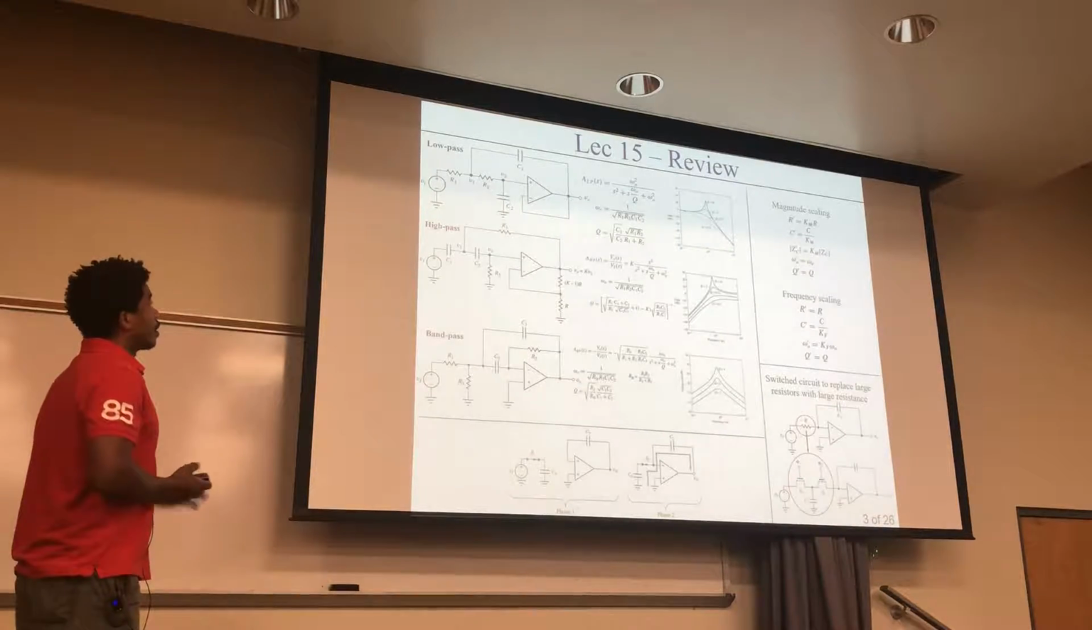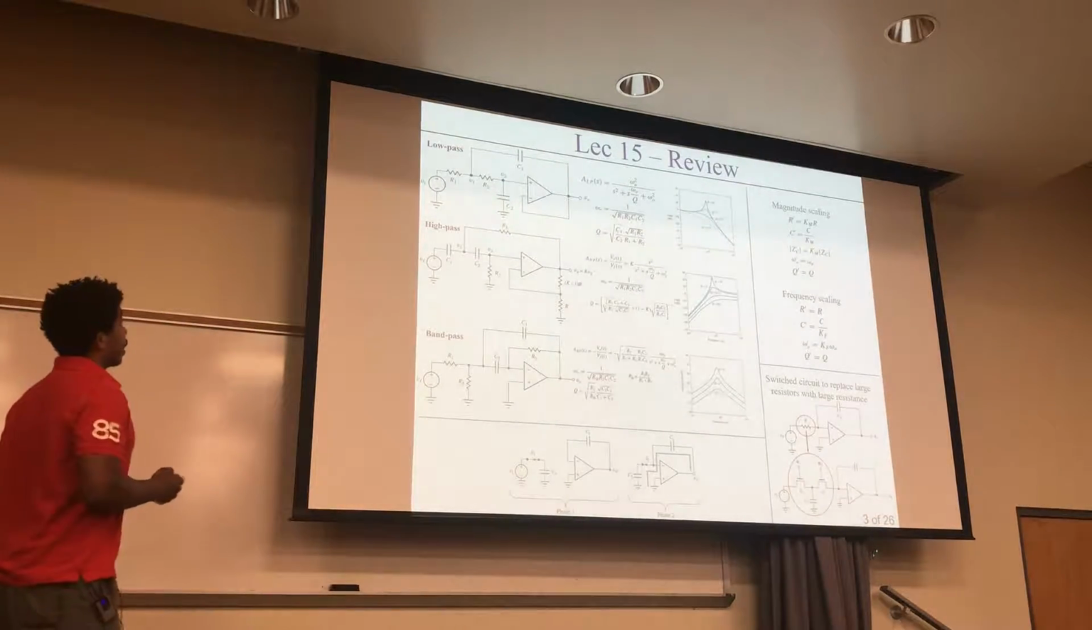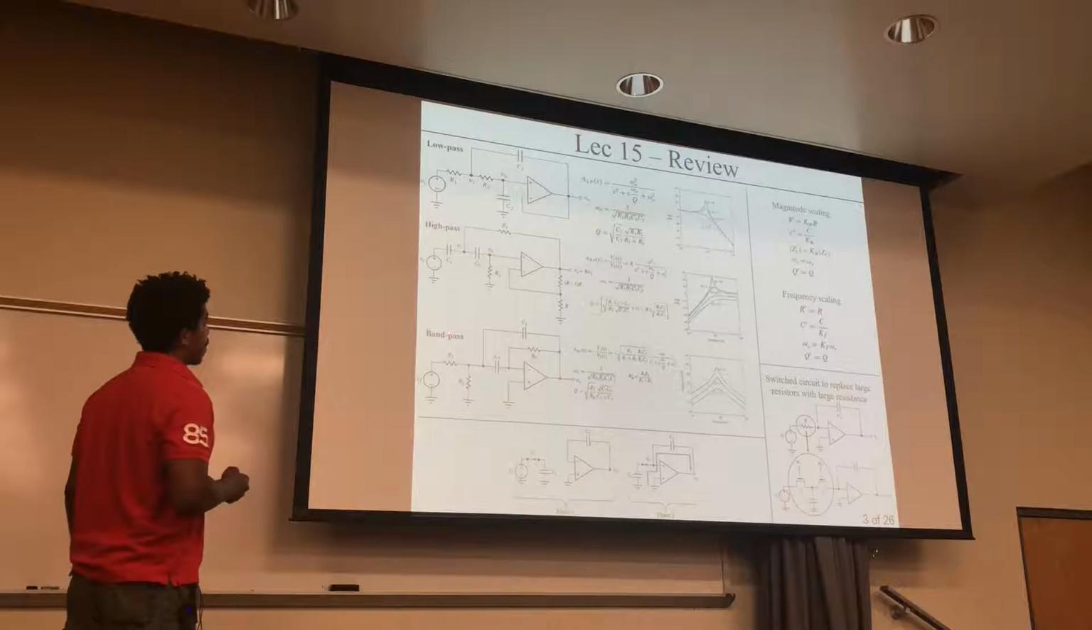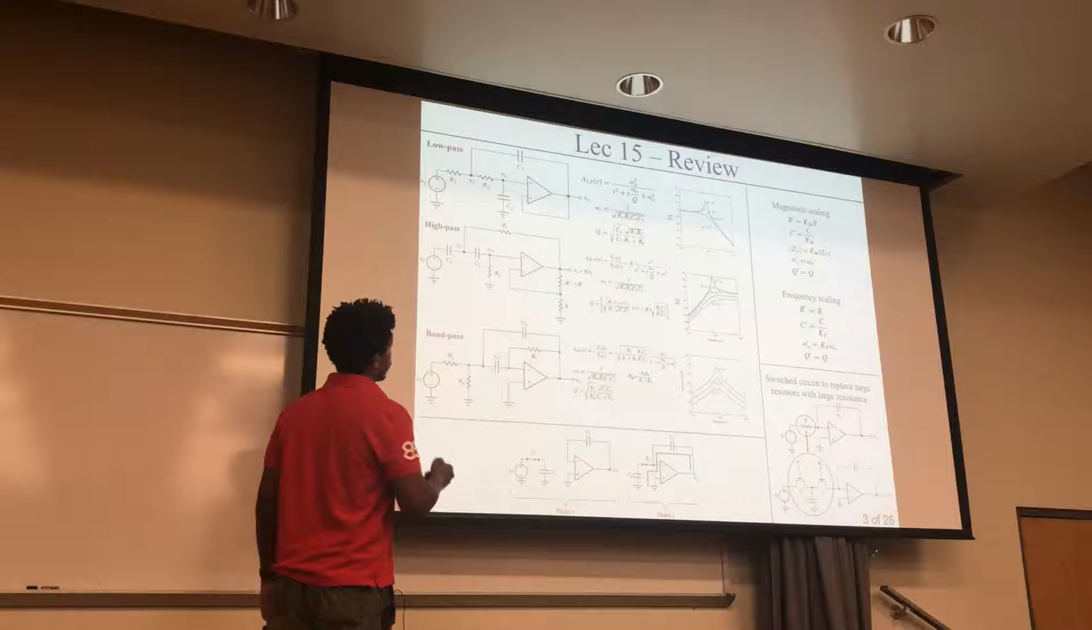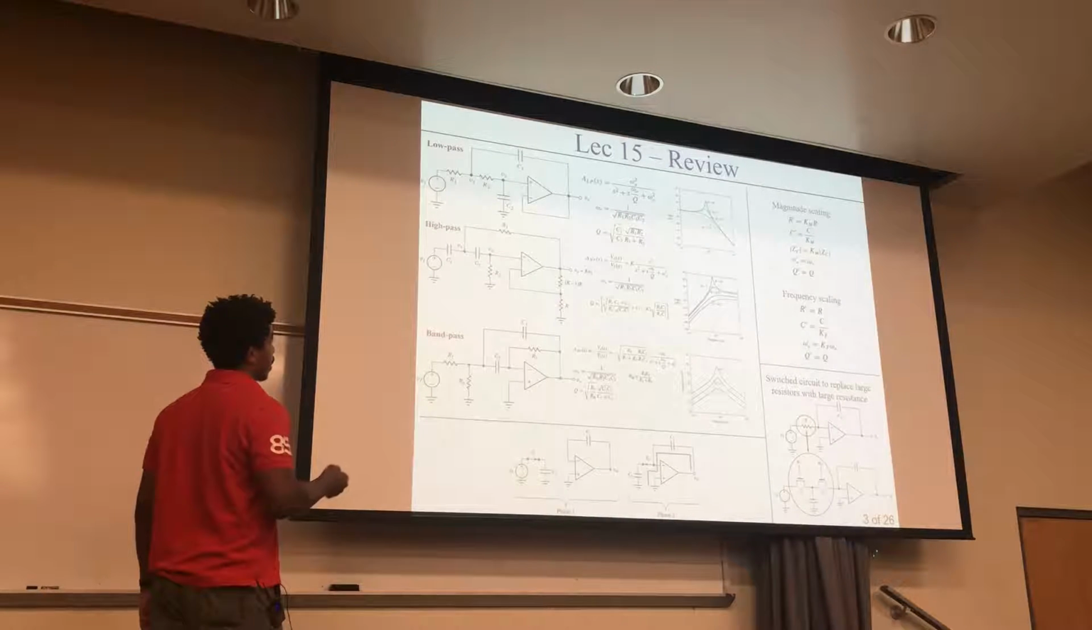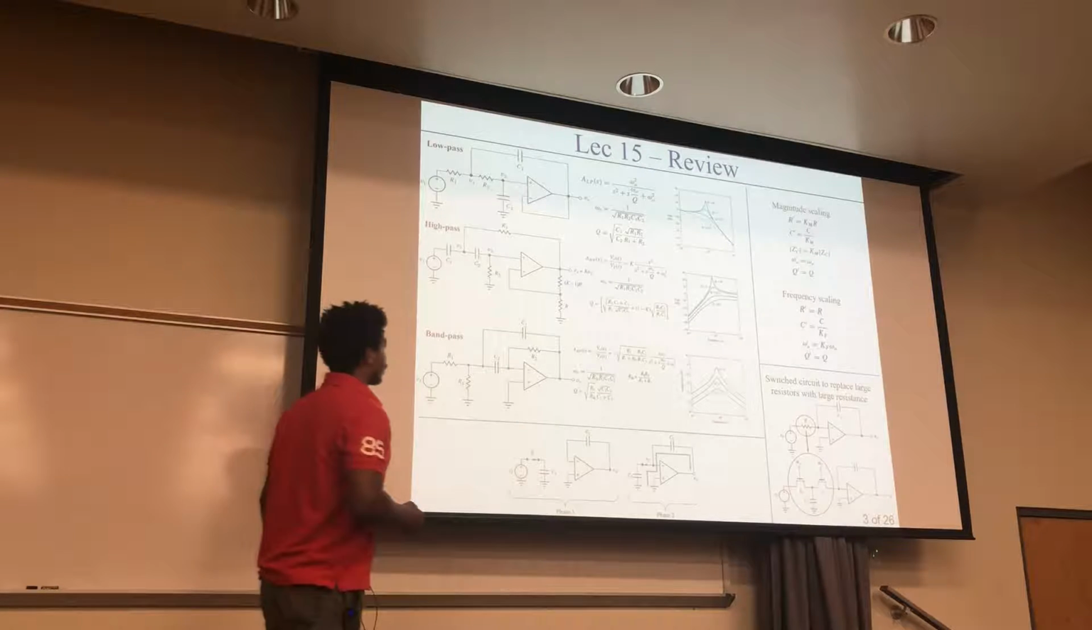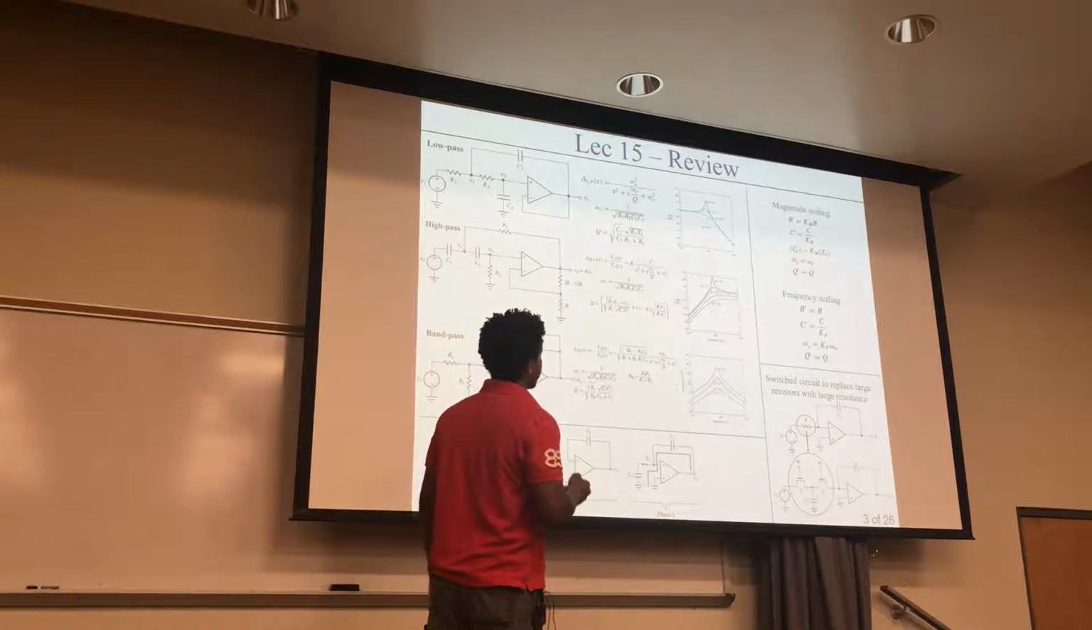Then in lecture 15, we looked at low pass, high pass, and band pass, all three of those. We looked at the characteristic equations of each one, and we saw how the amplitude of the transfer function is related to the frequency and the quality factor. Here's the cutoff frequency, and here's the quality factor in terms of the capacitors and resistors in each one. We also looked at magnitude scaling and frequency scaling.